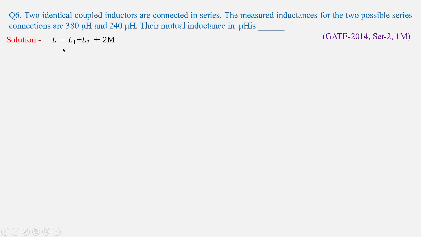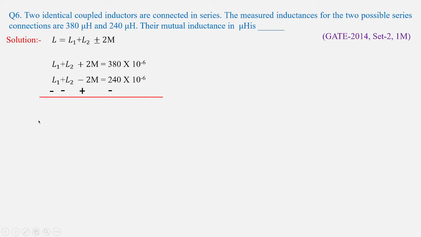For the standard solution, you should remember that when inductors are connected in series, based upon cumulative coupling or differential coupling, the total or effective inductance is given by L1 plus L2 plus or minus 2M. Since the two possible connections are given, let us assume that L1 plus L2 plus 2M is equal to 380 microhenries and L1 plus L2 minus 2M is equal to 240 microhenries. So we need to find out the value of mutual inductance.